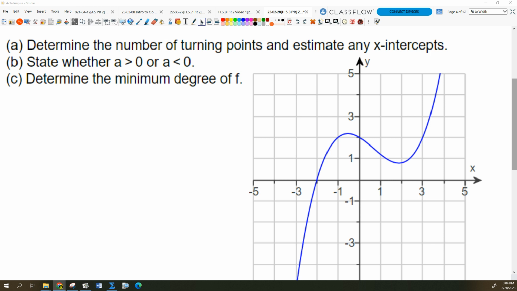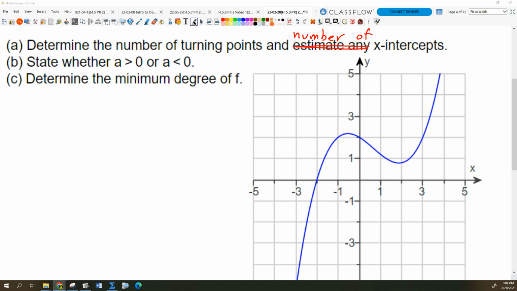And I don't want you to estimate. I don't really care about that. And I'm just going to say instead, number of x-intercepts. So show me with your fingers, how many turning points does that graph have?